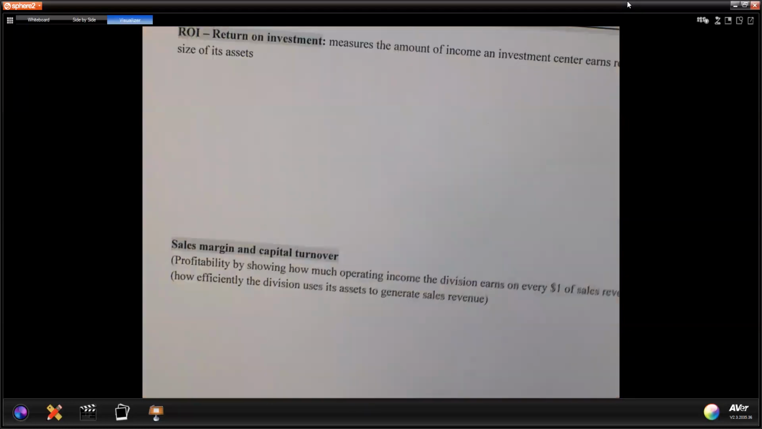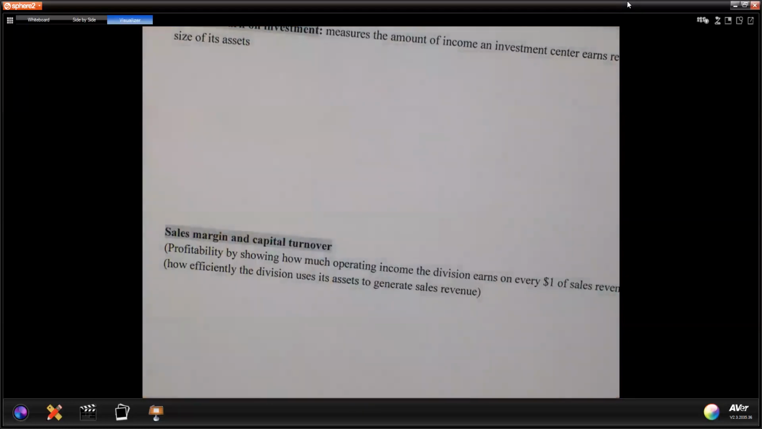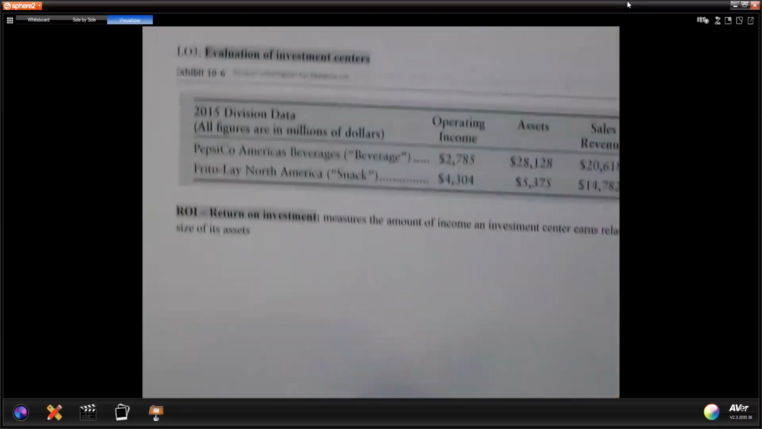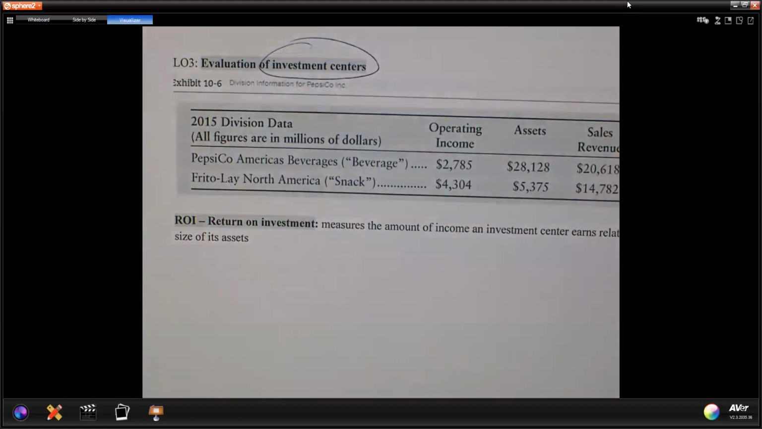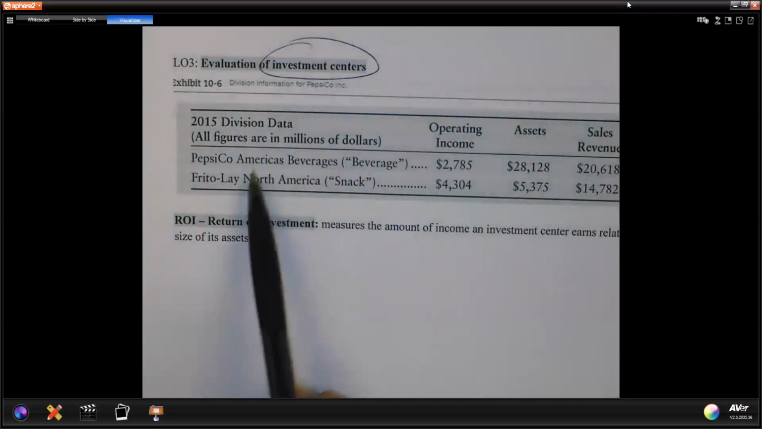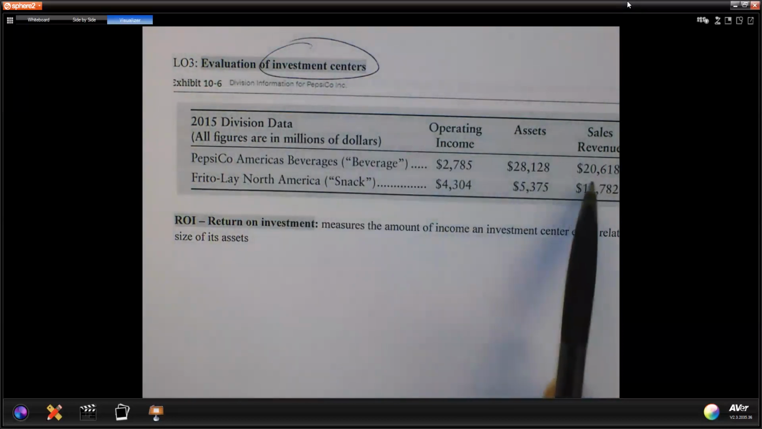Next one. This is the first main part of chapter 10, evaluation of investment center. As you say, investment center, they will be evaluated for the revenue, for the cost, for the profit, and also for the investment. So how do we measure them? In this chapter, I think we learn some ratios, right? Always it's easier to get some ratios. So you have these two divisions, and then operating income, assets, sales, and revenue.